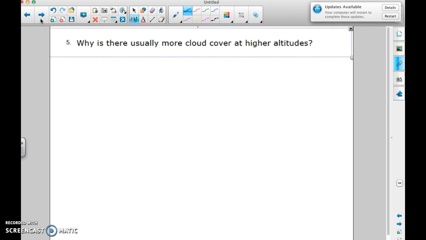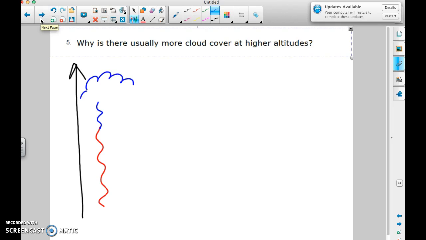Why is there usually more cloud cover at higher altitudes? As we go up in the atmosphere, what tends to happen, at least to where the clouds form, is our temperature, it's maybe hot down here, so heat rises, but when it gets up to a certain point, it's going to cool off. That water vapor cools off and condenses, and it's going to form clouds. It's cooler in the higher parts of the atmosphere, and that's where clouds are formed.